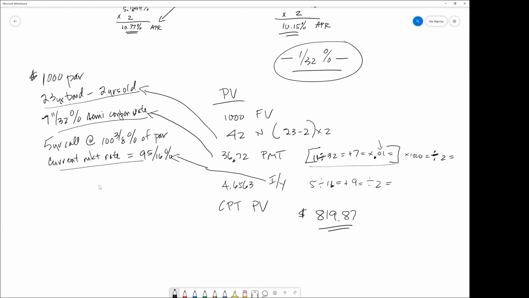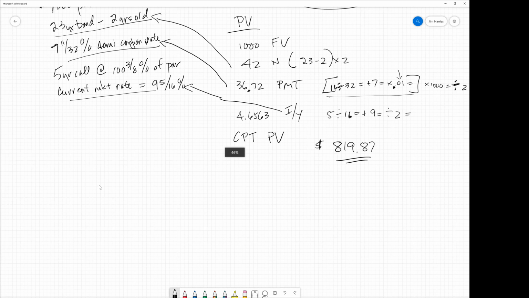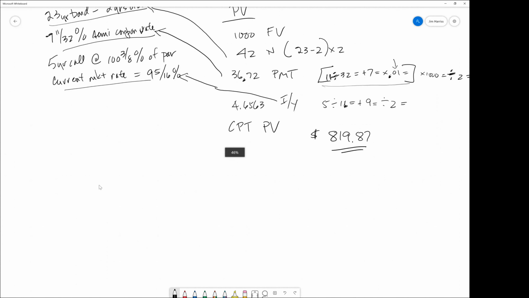Okay. So what's next? Well, let's talk about the current yield then. Okay, now we know, since it's a discount bond, that the current yield has to be greater than the coupon rate. Okay, so what do we got? Well, it doesn't matter what order you start them in. You're going to have 36.72 as your payment.